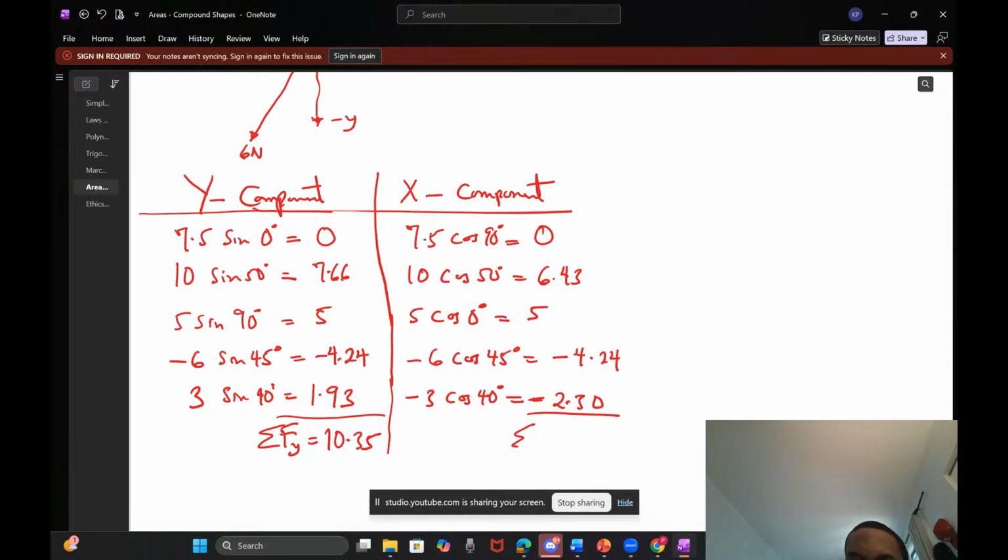And therefore summation Fx, we have it as 6.43 plus 5 minus 2.3 minus 4.24. So that will give us 4.89.